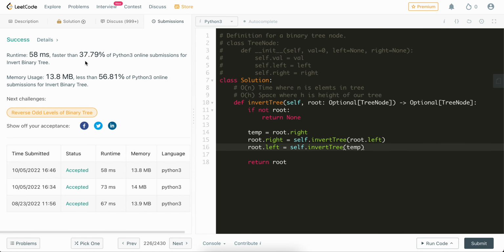Succeeds. It is rather efficient. It is rather conducive to not using a lot of space. And I hope that helped.